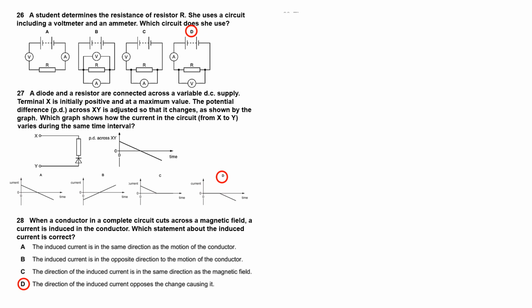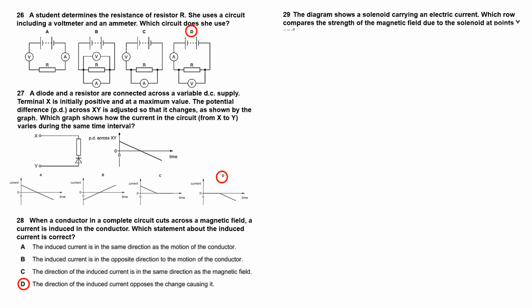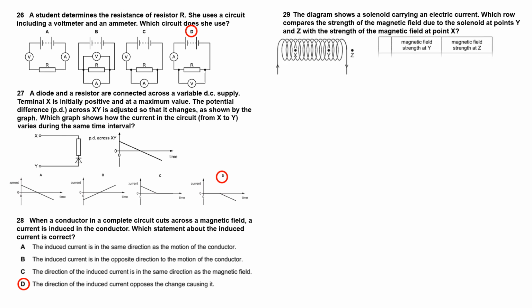Question 29. The diagram shows a solenoid carrying an electric current. Which row compares the strength of the magnetic field due to the second solenoid at points Y and Z with the strength of the magnetic field at point X?